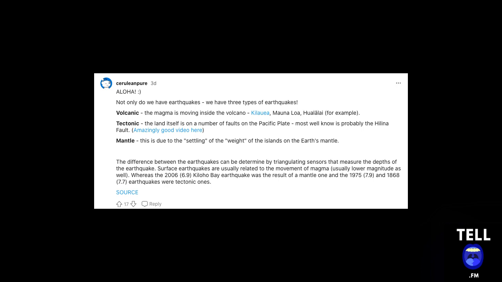The difference between the earthquakes can be determined by triangulating sensors that measure the depths of the earthquake. Surface earthquakes are usually related to the movement of magma, usually lower magnitude as well. Whereas the 2006, 6.9, Kilauea Bay earthquake was the result of a mantle one, the 1975, 7.9, and 1868, 7.7, earthquakes were tectonic ones. If you think about it, this means that there's a substructure system where hot spots remain stable and stationary while the tectonic plates move over them.